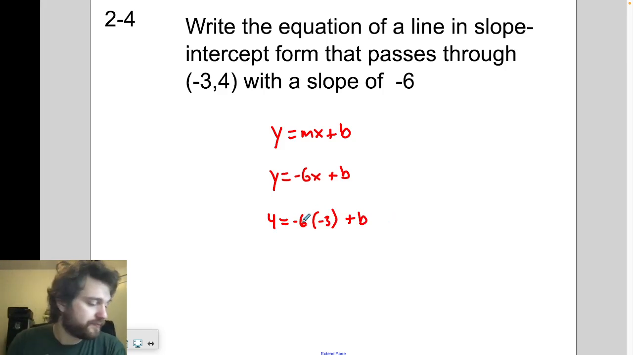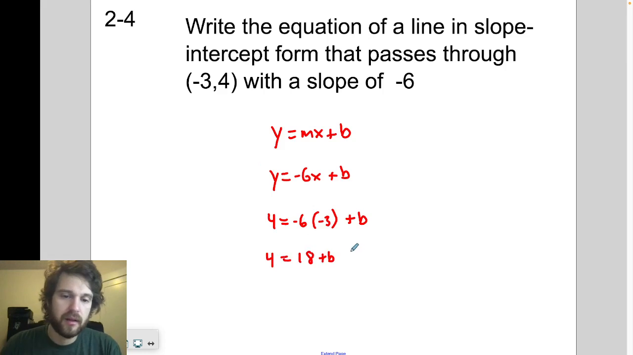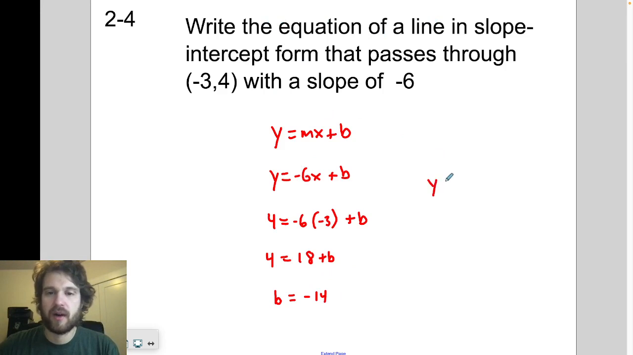So here we have negative 6 times negative 3 is positive 18. Positive 18 plus b, minus 18 from both sides, and you'll get b is equal to 4 minus 18, negative 14. Negative 14. But that's not our final answer because I said write the equation of a line in slope-intercept form. So now we're going to take the slope and the y-intercept to write our answer. That is y equals negative 6x minus 14.